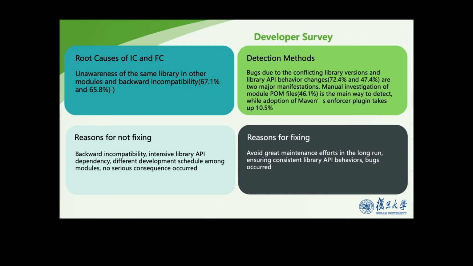As for reasons for not fixing backward incompatibility, intensive library API dependency, different development schedule among modules, and no serious consequences are reasons that developers choose to leave it. As reasons for fixing, to avoid great maintenance efforts in the long run, ensure consistent library API behaviors, and the bugs occurred are 3 major reasons.